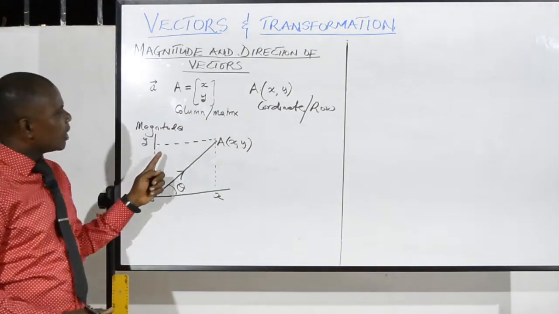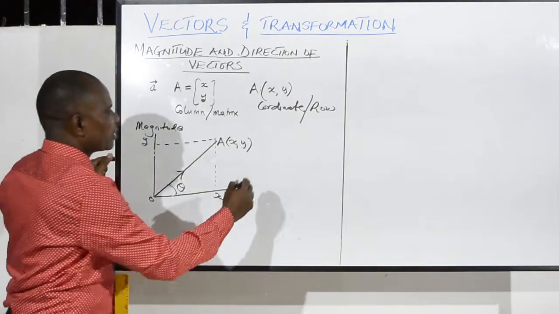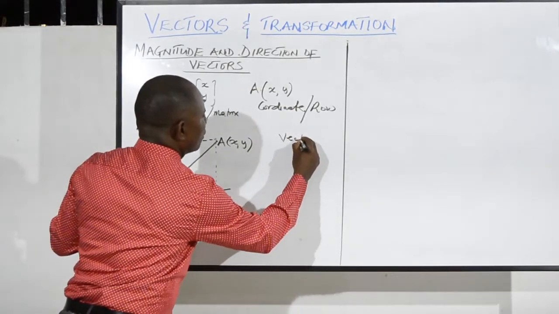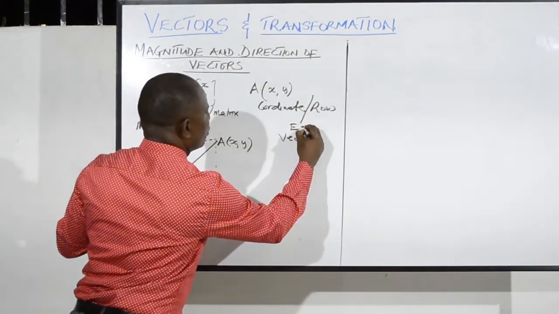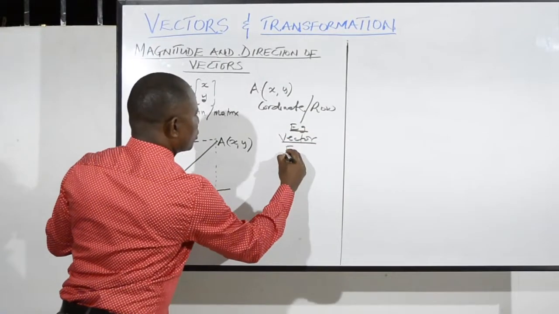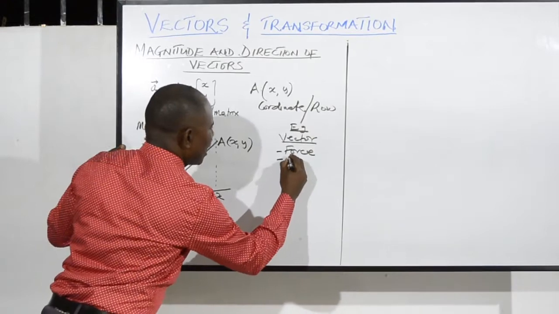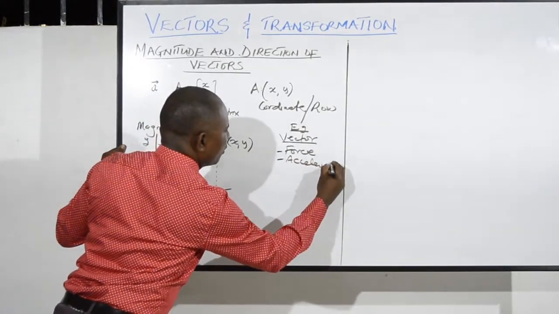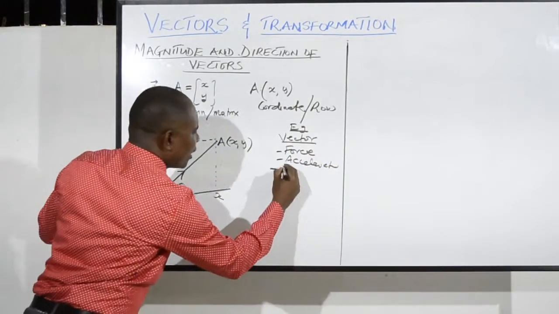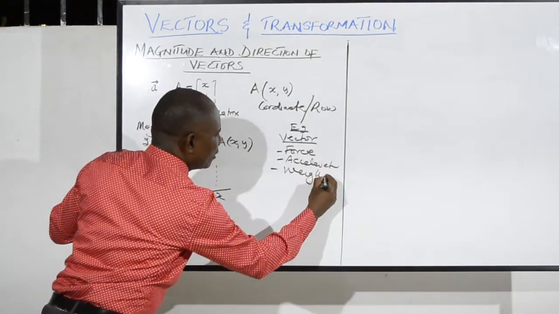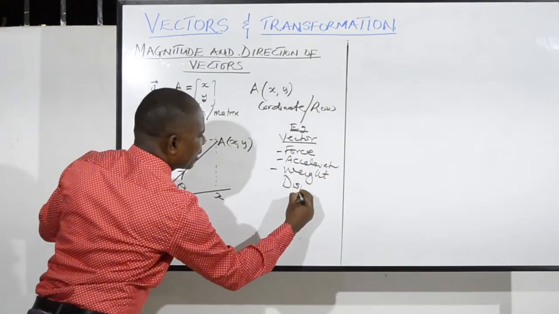Now we look at examples of vectors. An example of a vector is force. We also know that acceleration is an example of a vector. We know that weight can be an example of a vector, and displacement can also be an example.